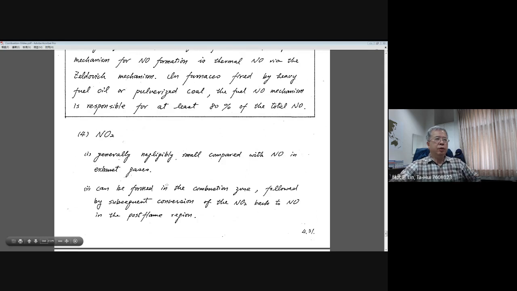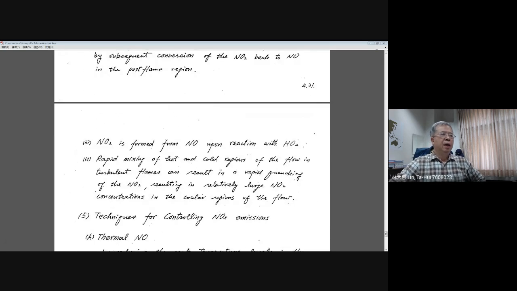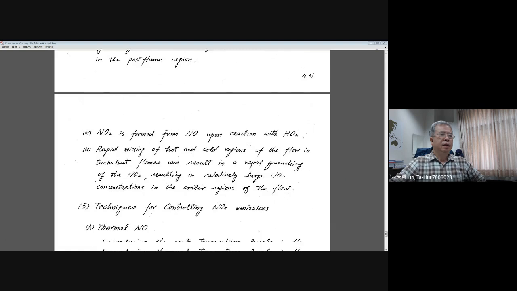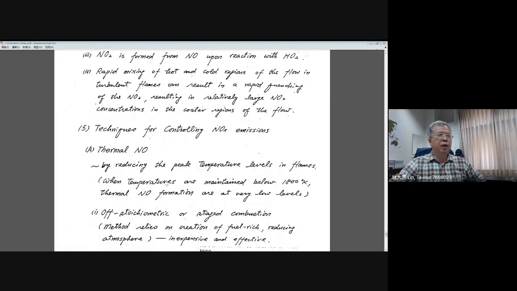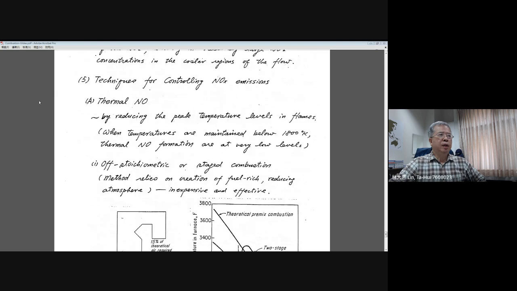Now let's look quickly at the techniques for controlling NO emissions. For example, the first one, we look at how to suppress the formation of thermal NO. Actually, you try to reduce the peak temperature level, as I mentioned. When the temperatures are maintained below 2000 K, then the thermal NOx will not appear. It should be at a very low level. Now, how to make those temperatures lower than 2000 K?